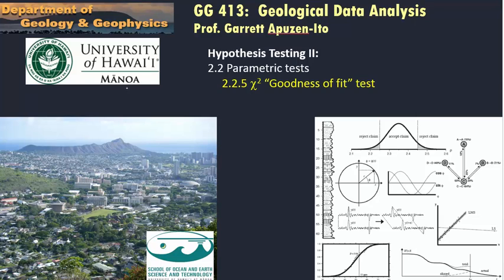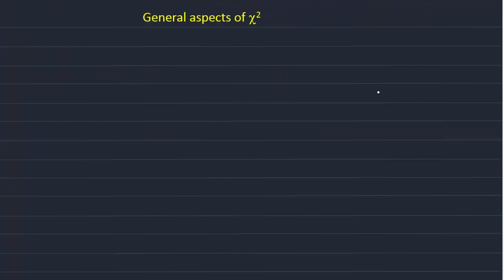This series of videos will continue our discussion of hypothesis testing, and in particular section 2.2 on parametric tests. This video in particular will start our discussion of the chi-squared goodness of fit tests. But before we get into that, let's talk about some general aspects of chi-squared.